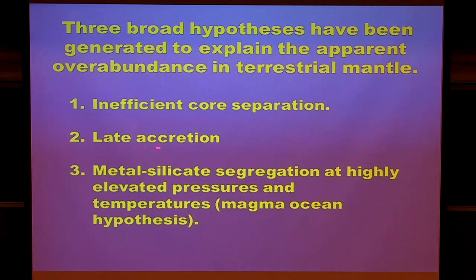Number two, a process called late accretion. And number three, what we're going to be considering today, is metal silicate segregation at highly elevated pressures and temperatures. Some people call it the magma ocean hypothesis.